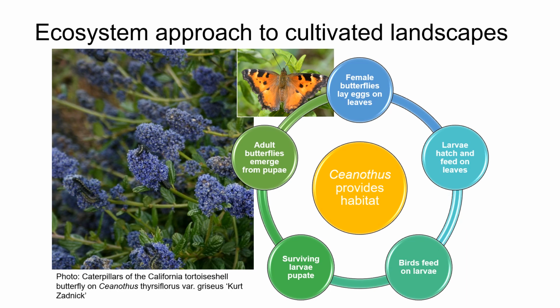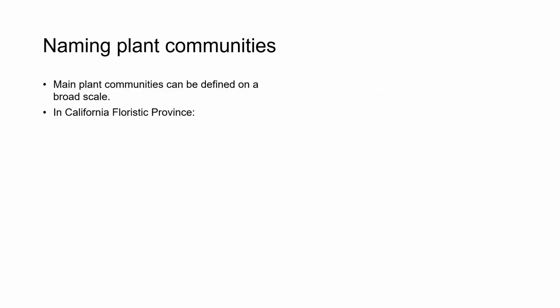Let's take a look now at how plant communities are named. Plant communities can be named in a very broad and general way, or the name can be refined to be more locally or regionally specific. On a broad scale, the main plant communities in the California floristic province are chaparral, scrub, grassland, woodland, forest, and wetlands. The species composition of all these plant communities may vary from location to location, but the general appearance of the plants and the community in general remains similar.